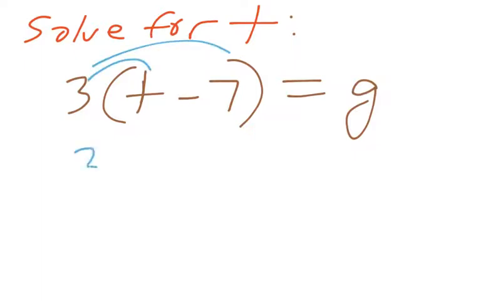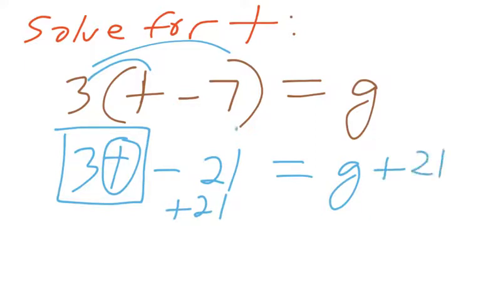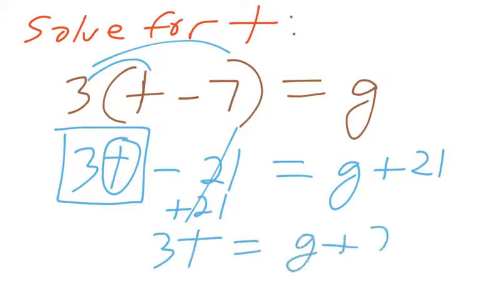So we get 3t minus 21 equals g. Now remember, we're solving for t, so we have to isolate the term that has our variable in it. So we're going to isolate this 3t. In order to do that, we're going to add 21 to both sides. Since there's a g on the other side, we can't do any real math on that. So 3t equals g plus 21. And now we can solve for t completely by dividing both sides by 3.